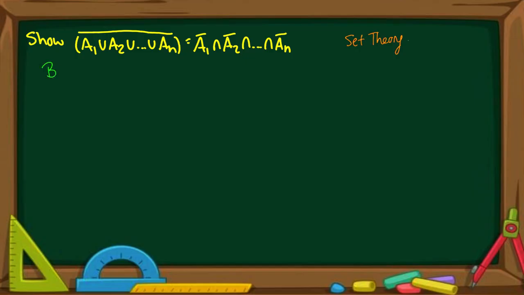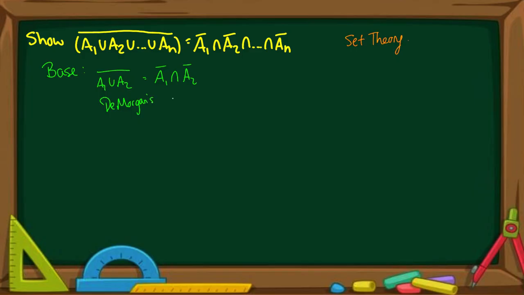Okay, so for the base case, what's interesting here is saying n equals 1 is true is a little bit weird, but what we have to do is show that the complement of A1 union A2 is equal to the complement of A1 intersect the complement of A2, which we know just by De Morgan's that this is true. So the base case is handled.